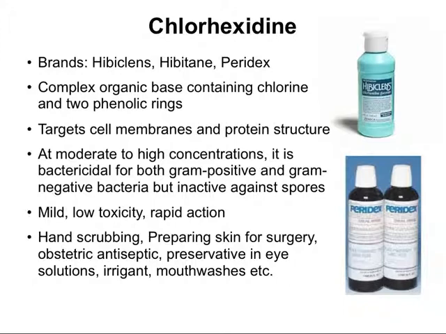Chlorhexidine is another class of antimicrobial chemicals. It's sold under the brands of HibiCleanse, Hibitane, or Peridex. It's a complex organic base containing chlorine and 2 phenolic rings, so that same phenol structure, and it targets cell membranes and protein structure. So as the cell membrane weakens and the enzymes are denatured, then the microbes are destroyed.